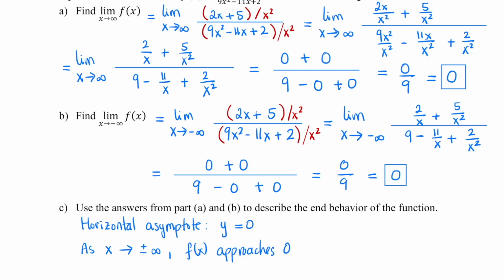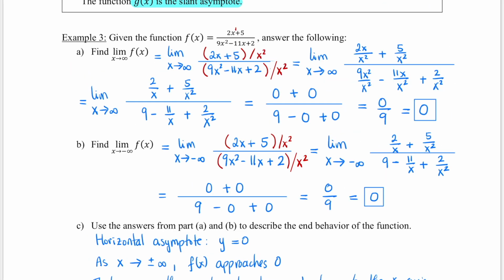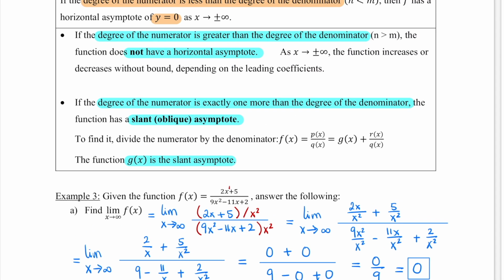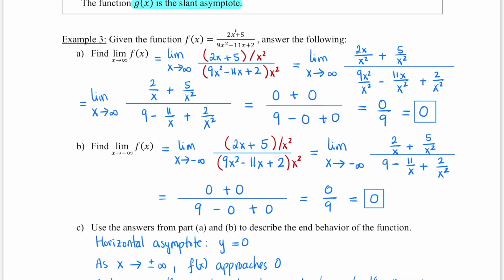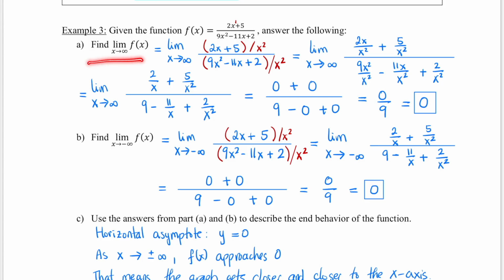That means the graph gets closer and closer to the x-axis. If the question only asks for the horizontal asymptote, you can use the rule to find the answer quickly. But if the question asks to find the limit, like this one, then make sure you show the work using the limit method. That way, you are not just giving the answer, you are showing how the limit is evaluated.